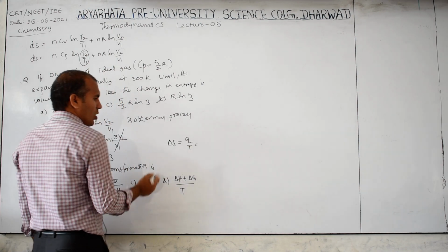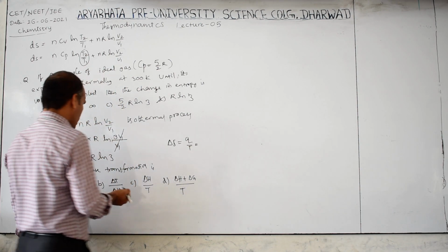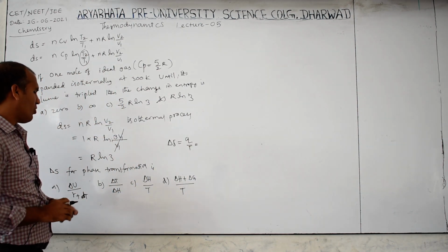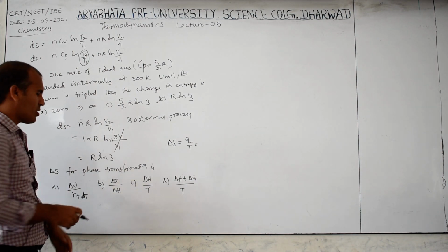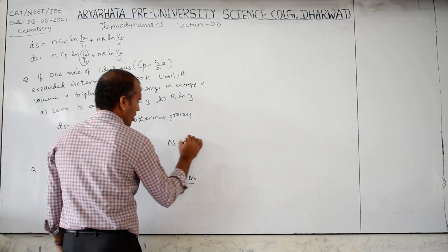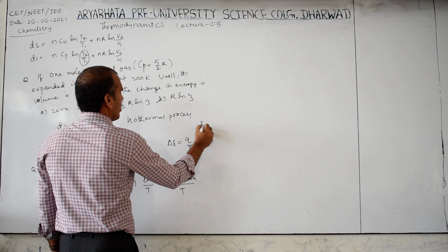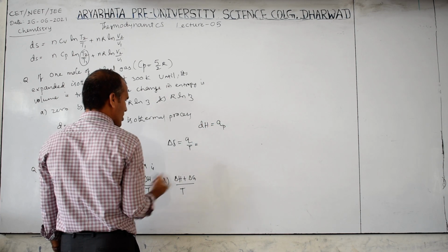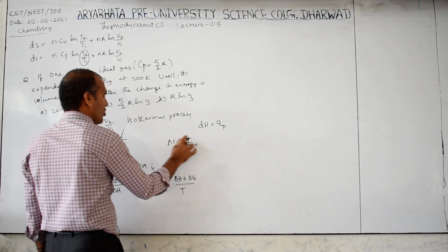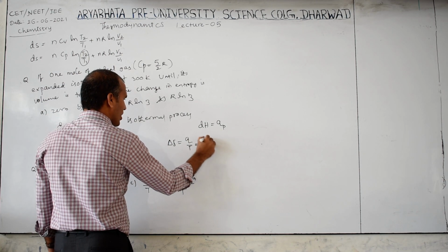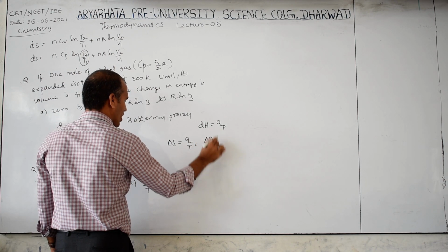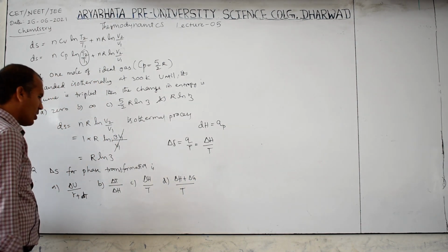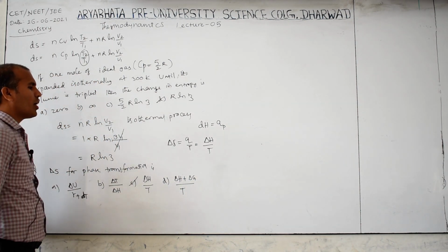Then at constant pressure, because phase transformation generally occurs at constant pressure, delta H is equal to Q at constant pressure. Therefore instead of Q we can write delta H by T. So like this, which option is there? C option is there. Okay.